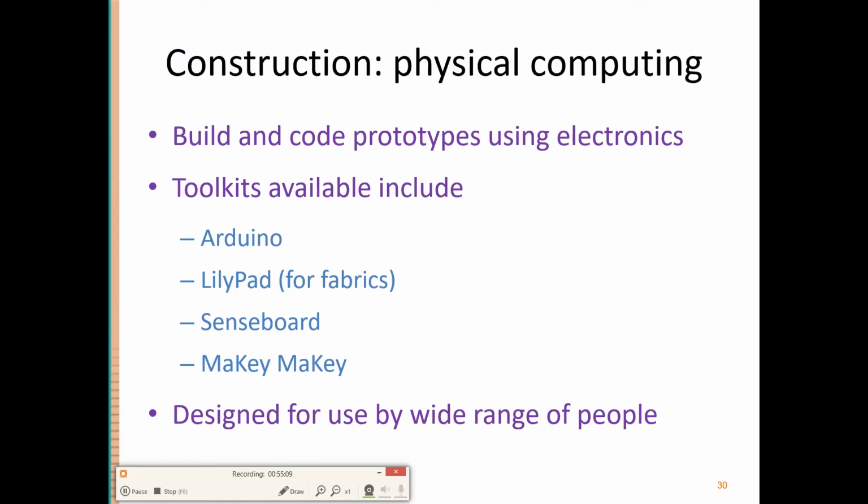Maybe the thing we are working on, the product, is not something like software. So there are different possible toolkits, different possibilities. Maybe a 3D printer or maybe some other kind of things can be used to build the prototype. So let's talk about these things: construction of the prototype by physical computing, build and code the prototype using electronics.